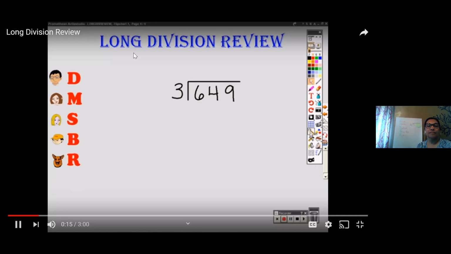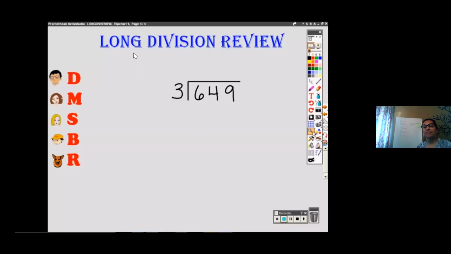Does anybody remember what dad, mom, sister, brother, rover, woof woof means? That's right. The D stands for divide. The M stands for multiply. The S stands for subtract. The B stands for bring down. And the R stands for repeat. If you just follow these 5 simple steps, long division is a snap.